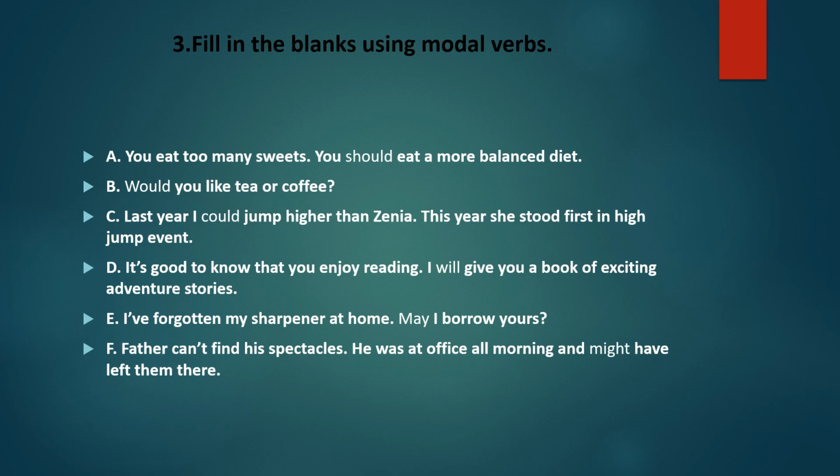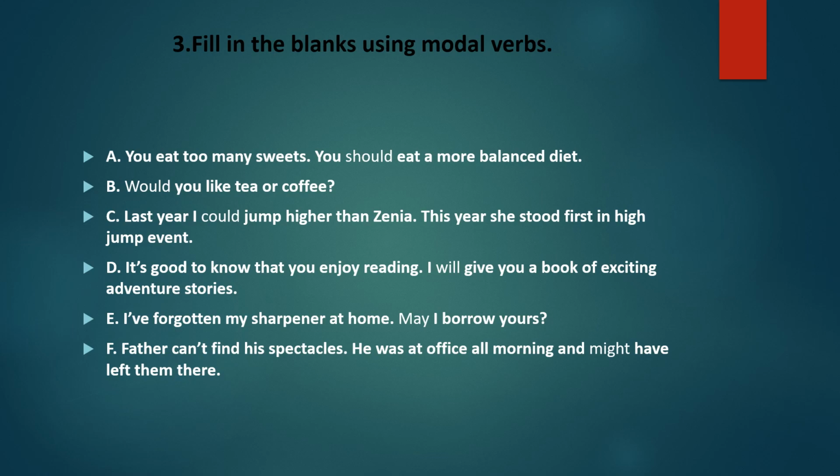Here, this sentence is expressing past ability. So here we will use: last year I could jump higher than Xenia. This year she stood first in the jump event, high jump event. So there is a possibility. Now come to D exercise, D part.